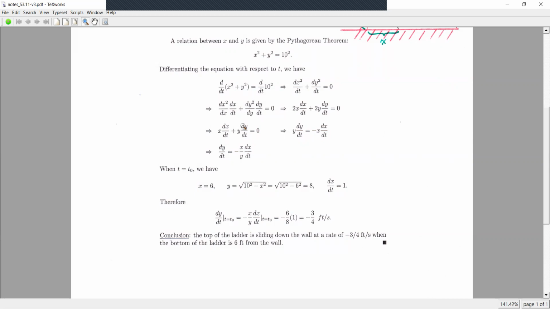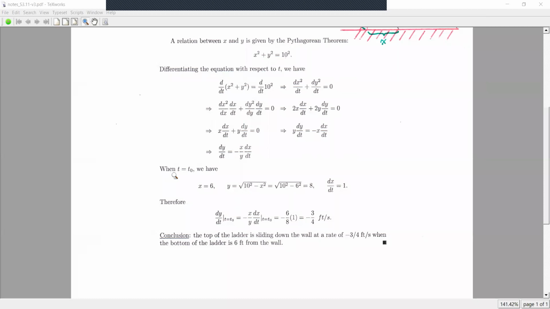I'm looking for dy/dt, so I solve this equation for dy/dt. I move the first term to the right side, then I have this equation. And move y to the right side, then I have this equation. This is the derivative of y with respect to t.